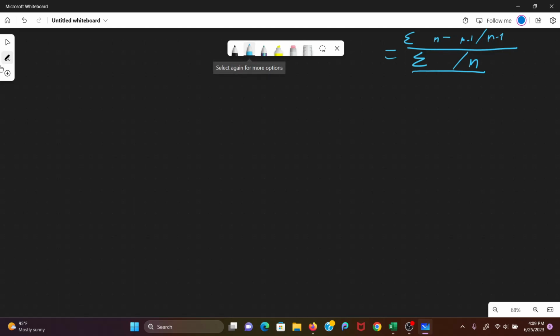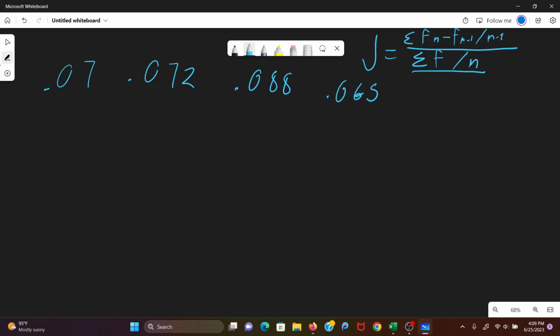All right, so we are doing jitter for the first image. The numbers that we get are 0.07, 0.072, 0.088, 0.065. That's a 6. It looks like a G with a swirl in it, I guess.